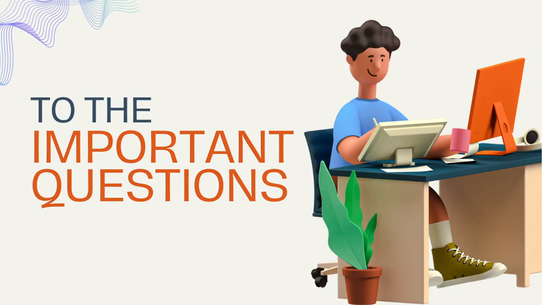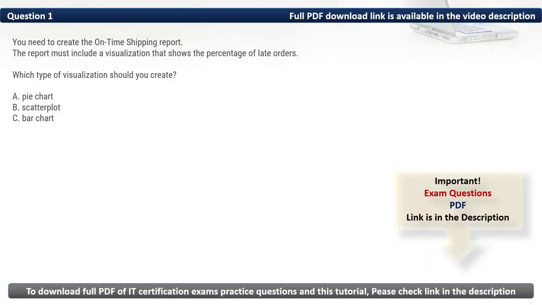To the important questions, question 1. You need to create the on-time shipping report. The report must include a visualization that shows the percentage of late orders. Which type of visualization should you create?